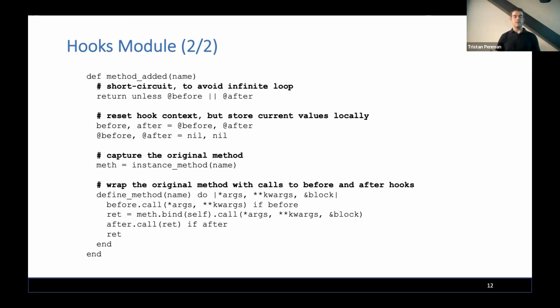So we call define method, we pass in the name of the method that's just been added. And this effectively overwrites it, puts our new one in place. And then we've got lines to call the before and after methods that we've defined, or the before and after hooks. And then the bind self call line is the one that actually goes and calls the original method there. So there's quite a bit of indirection going on, but we can sort of see how it pieces together and does what we want it to do.